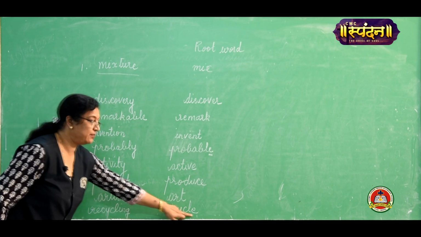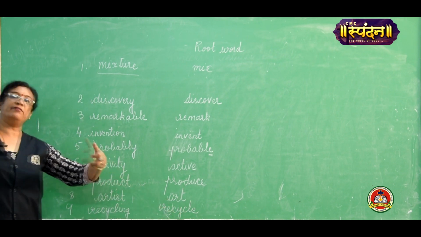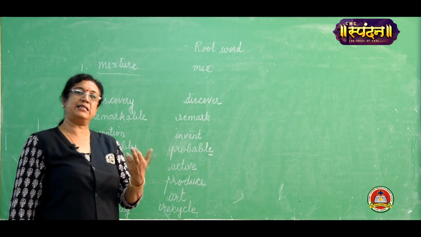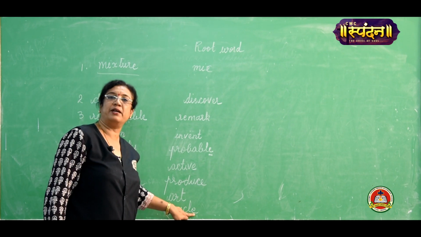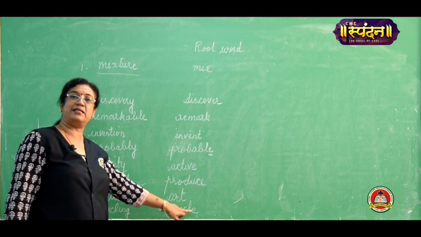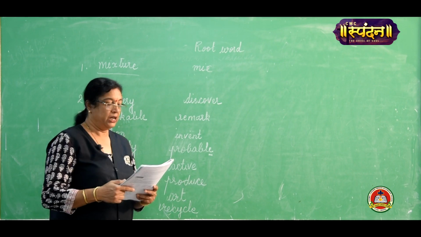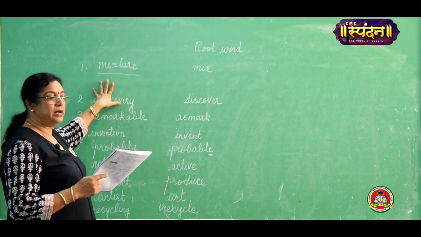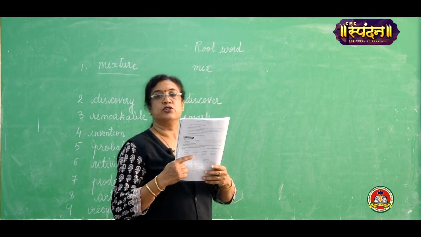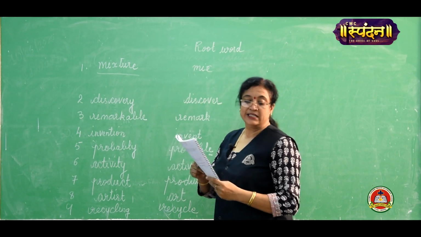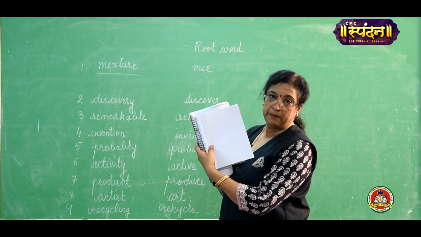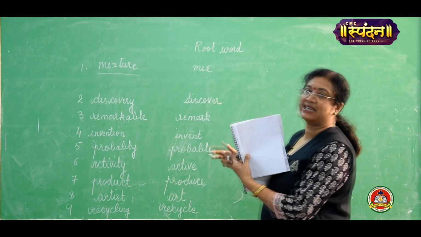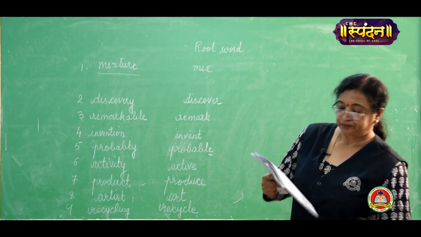Same thing, C-Y-C-L-E, cycle. When we write down the spelling of cycle, we write C-Y-C-L-E. But when it becomes cycling, E is removed from here and we write R-E-C-Y-C-L-I-N-G. So this is the main word and this is the root word. So you have to just paste a paper and write down here. Paste a pin paper here and write down all these answers in this paper.